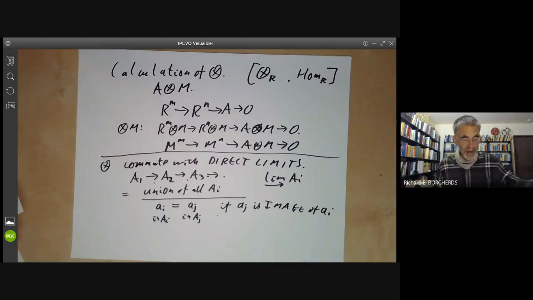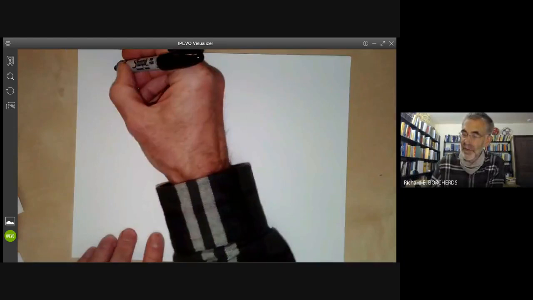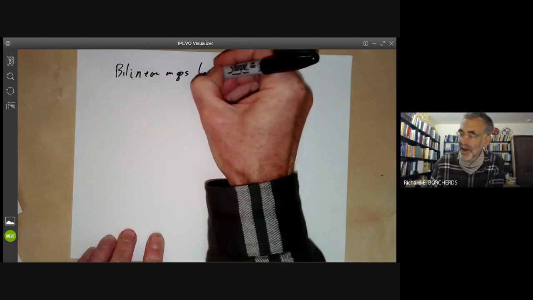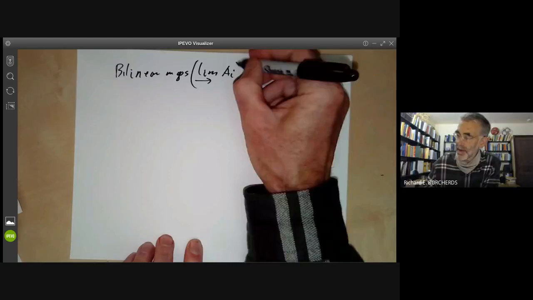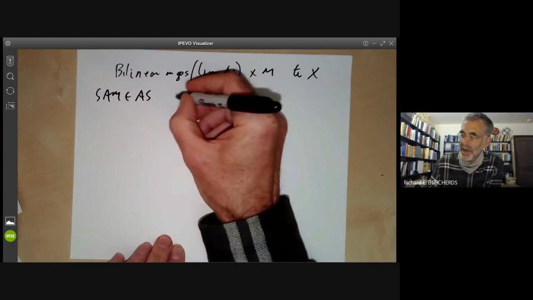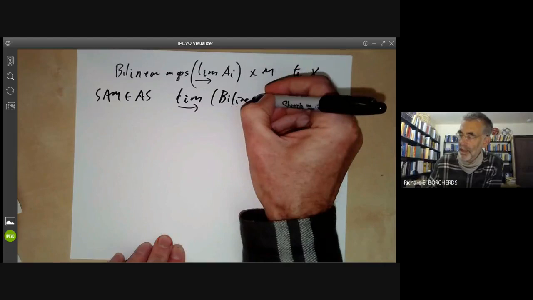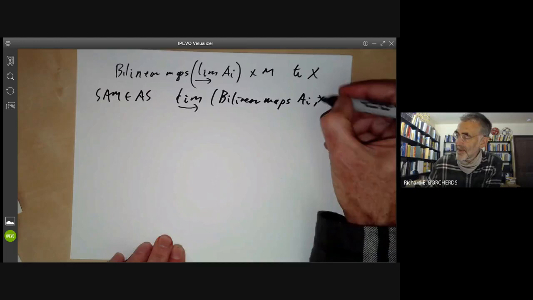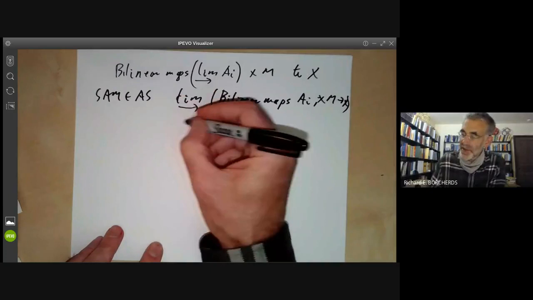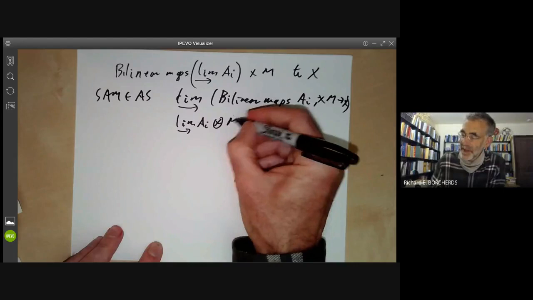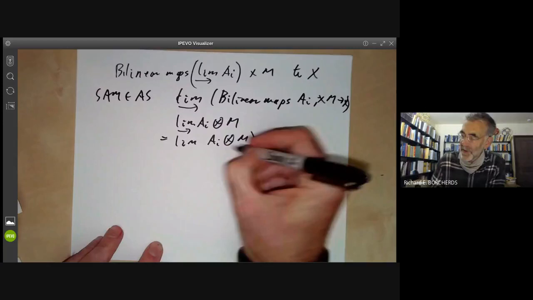It's quite easy to prove that tensor products commute with direct limits, because you can see that bilinear maps from a direct limit of the A_i times M to X are the same as a direct limit of bilinear maps from A_i times M to X. And by converting this into tensor products, this shows that the direct limit of the A_i tensor with M is the same as the direct limit of A_i tensor M. Let me put brackets around to make it clear what you're doing.